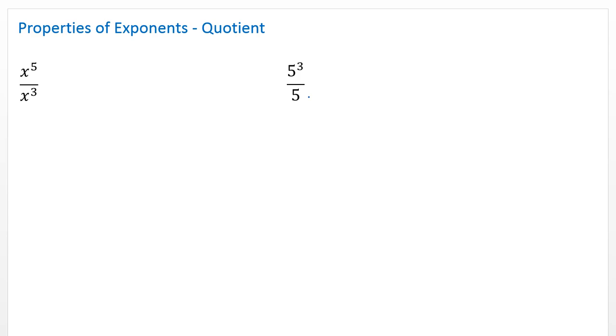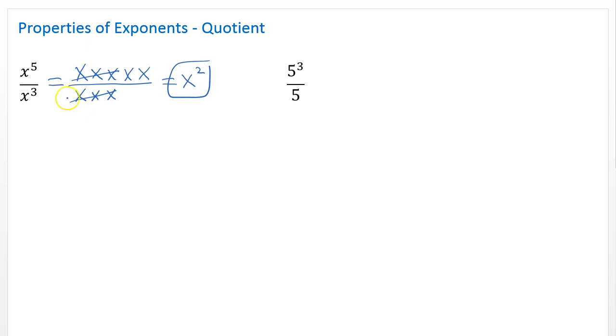what the property says. When we have x to the fifth over x to the third, what that really means is we're doing x times x times x times x times x, in other words 5 x's, divided by x to the third, which is x times x times x. And then we can cancel these three with these three, one at a time, just like 2 over 2 is 1. So x over x is 1, and that leaves me with x squared.